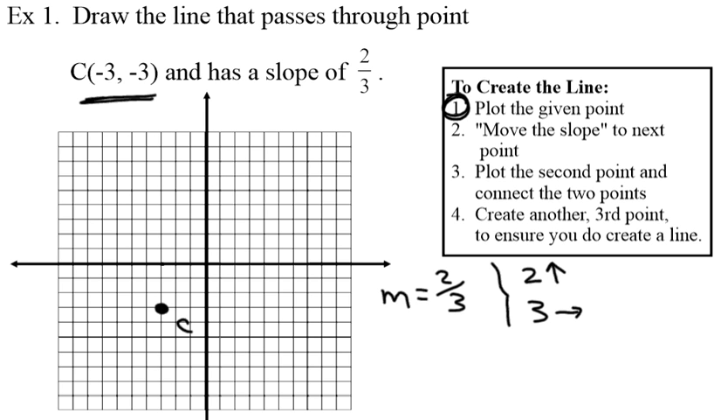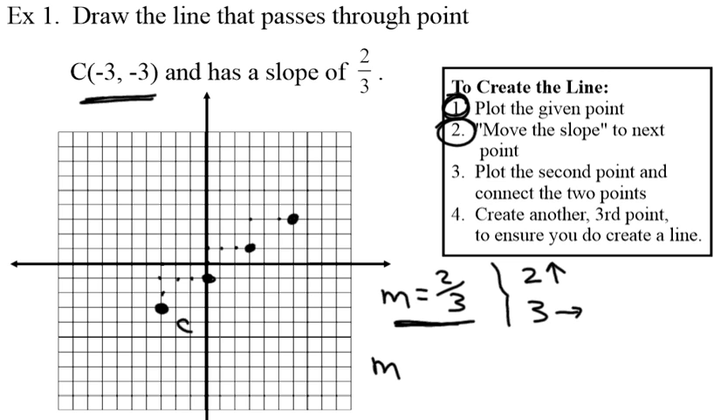So from my initial point, I now move that slope. I'm going to go up 2 and right 3. There's a point. How would I get to the next point? Well, they still have the same slope. Up 2, right 3. There's another point. Up 2, right 3. There's another point. The more points I put, the more specific I can be when I draw my line.